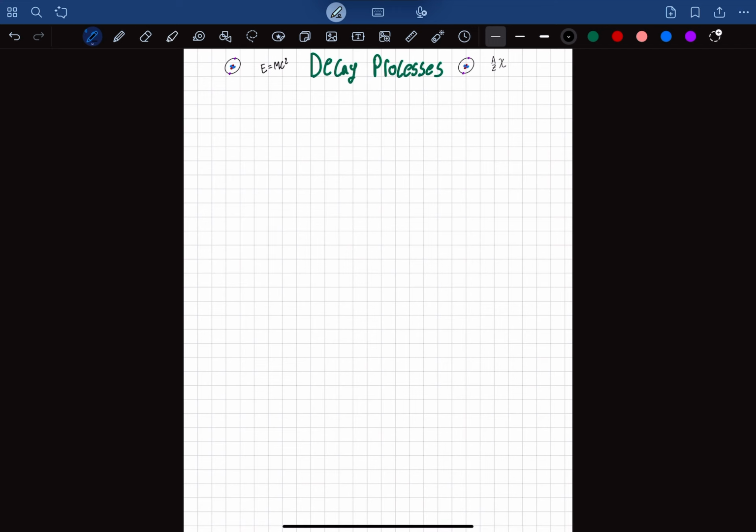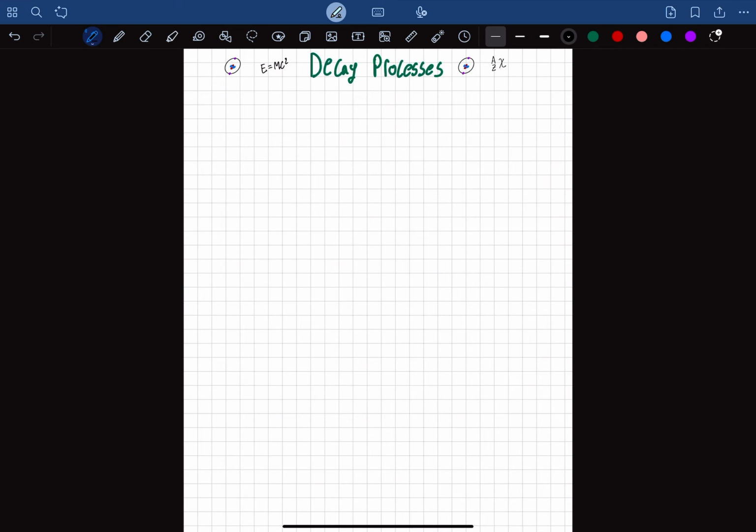Today we're going to be talking about decay processes. There's three main decay processes: alpha decay, beta decay, which has three forms, and gamma decay, but we're not going to be talking about gamma decay today. We're mainly going to focus on alpha and beta.